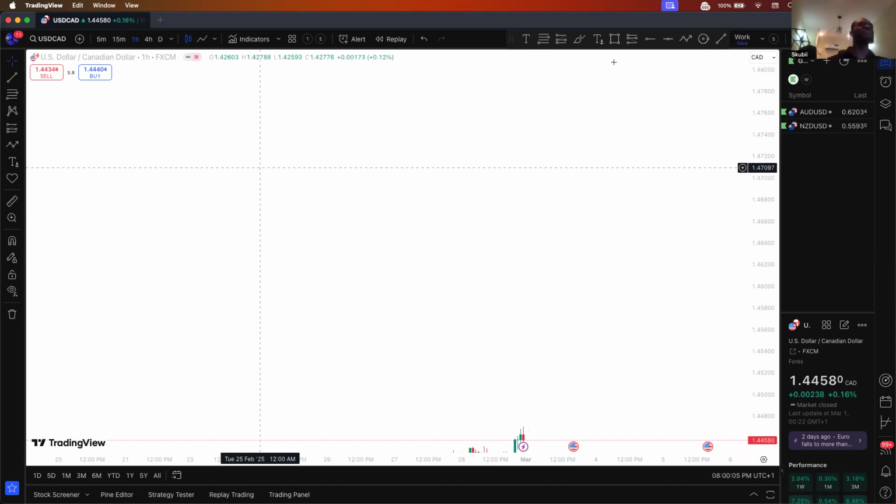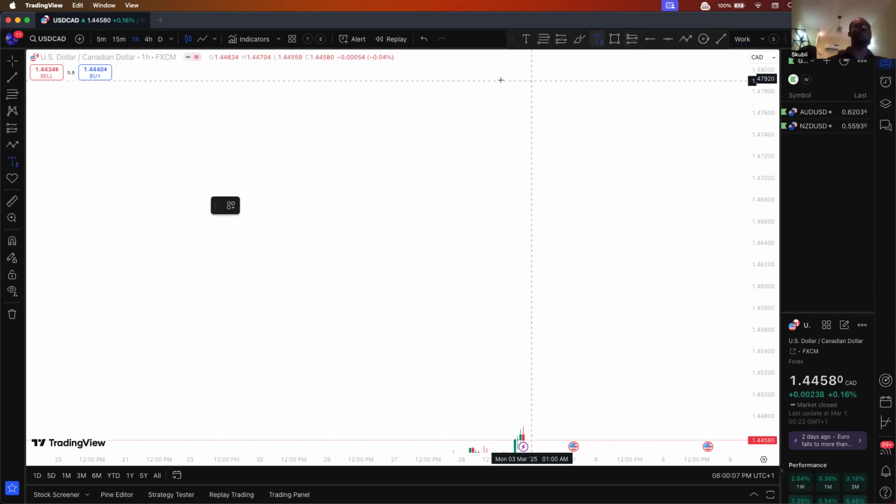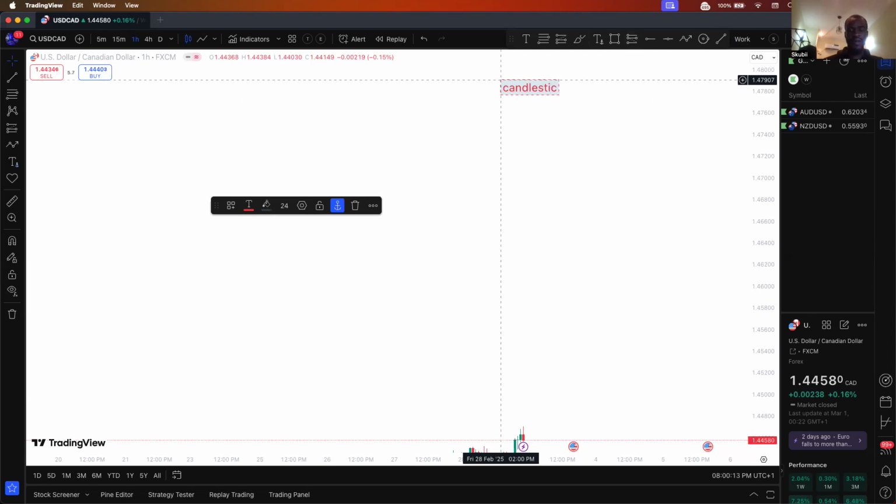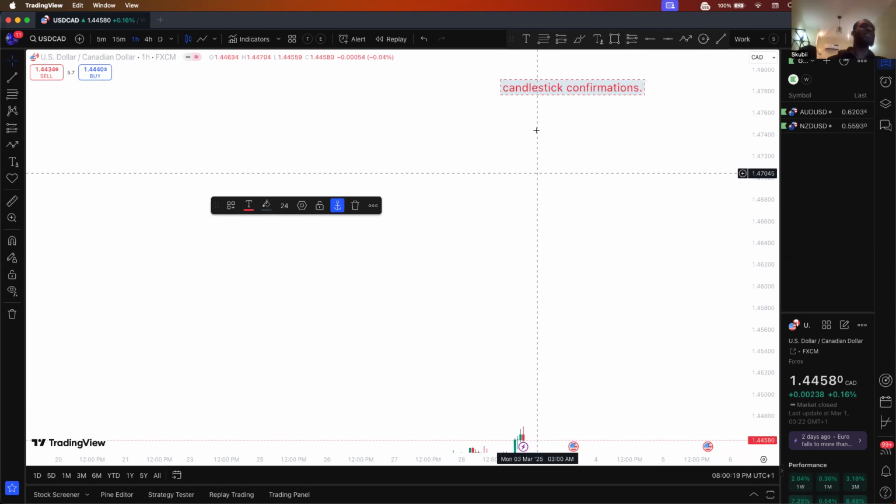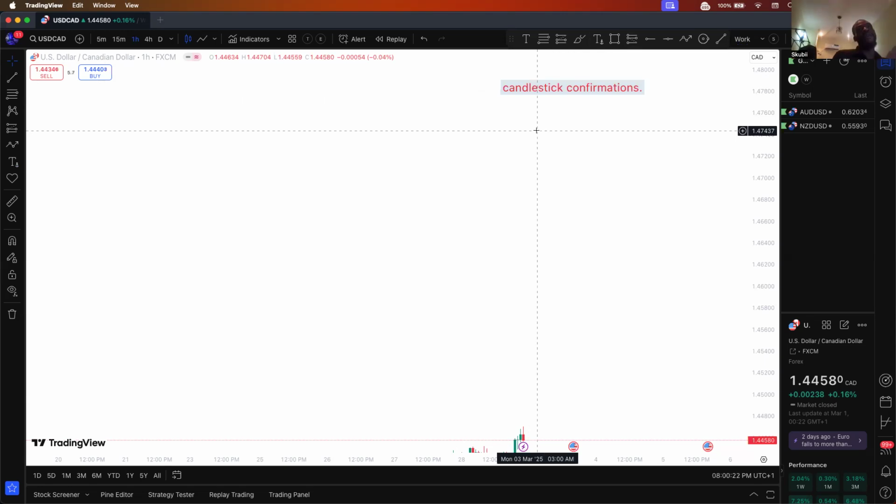Now, when it comes to candlestick confirmations, let me write that there. Candlestick confirmations. Once price gets to our level of entry, or our zone, or where we want to take our trade from, is it a must that we use both? No, it's not a must for you to use both. You can just pick any one and decide to use it.